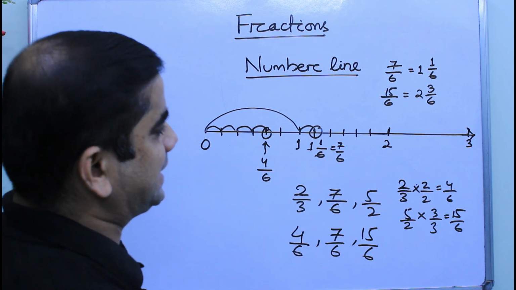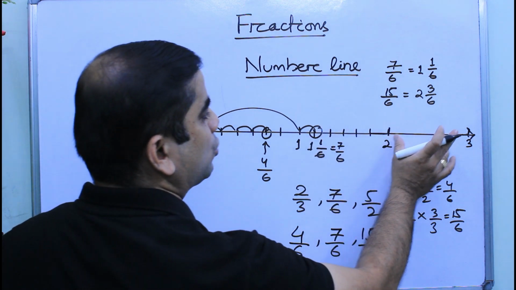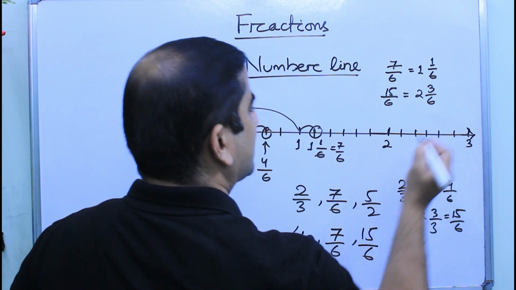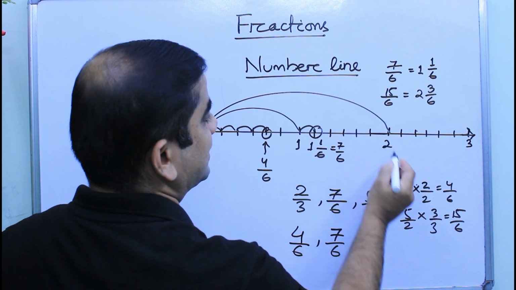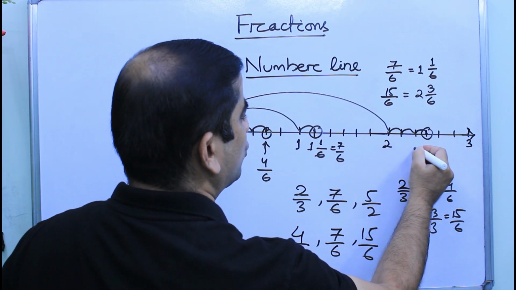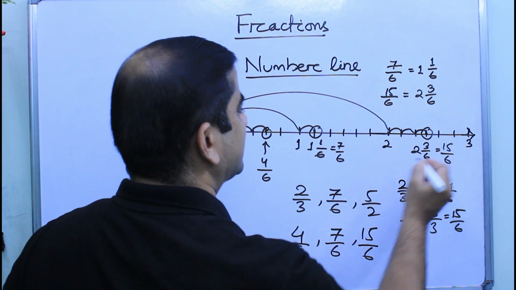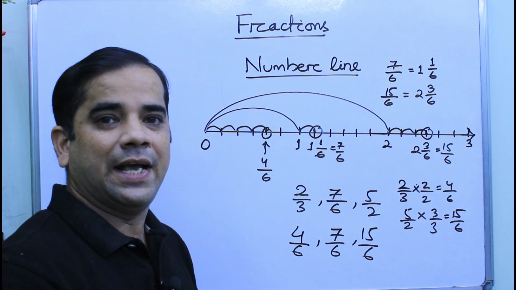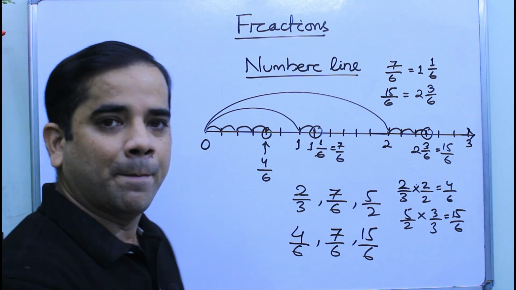Again 15 by 6 is nothing but 2 whole 3 by 6. Let us divide the whole number part between 2 and 3 into 6 equal parts by drawing 5 lines. Now we will take 2 whole 3 by 6. 2 whole, then 3 parts out of 6 parts. So this is your 2 whole 3 by 6, which is nothing but 15 by 6. Okay, hope you understand. So in these ways we can represent the given fractions on a number line.